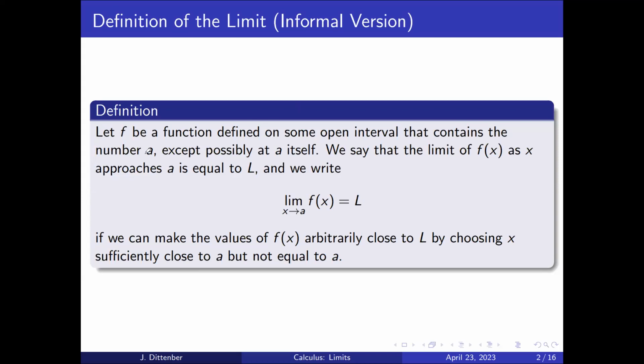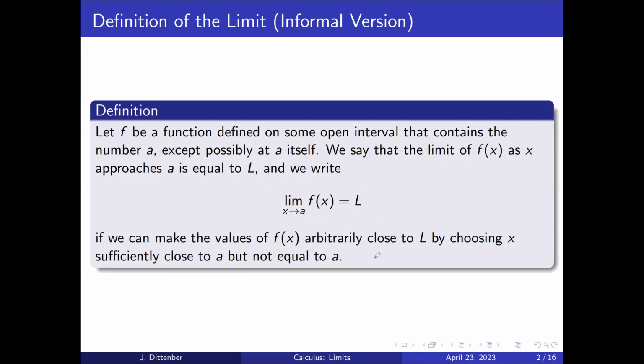One thing I want to point out: it says, if we have some function f defined on an open interval that contains this number a, except possibly at a itself. So it's possible that our function is not even defined at a, and we'll see what that looks like in a moment. We say that the limit of f of x as x approaches a is equal to L. We write limit as x goes to a of f of x equals L if we can take the values of f of x arbitrarily close to L by choosing x sufficiently close to a, but not necessarily equal to a.